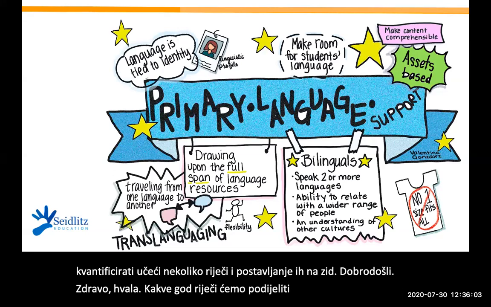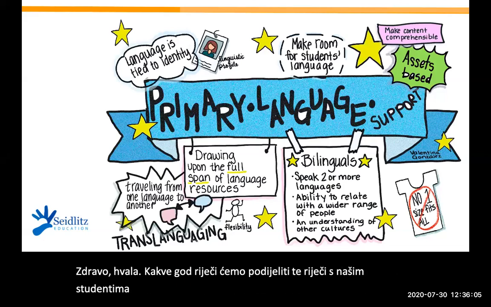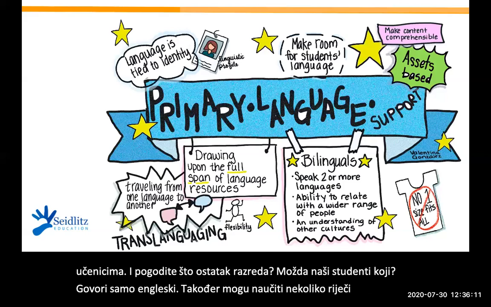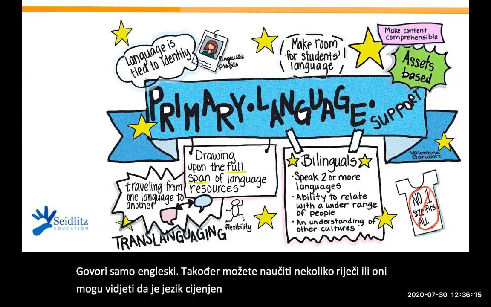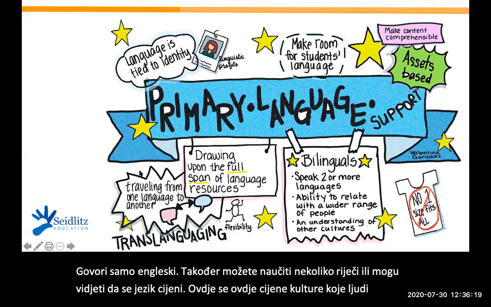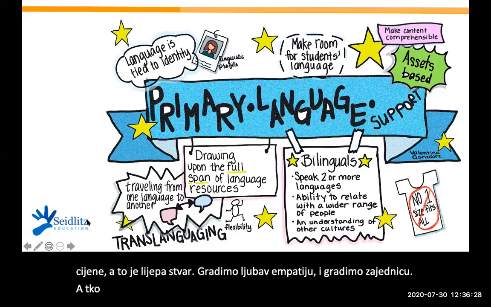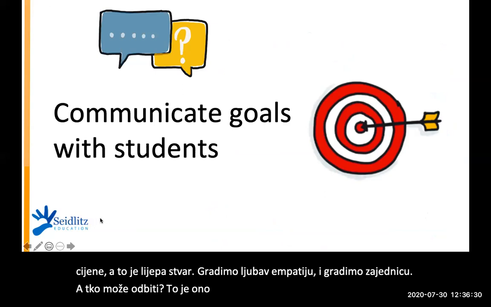And guess what? The rest of the class, maybe our students who speak English only, can also learn a few words, or they can see that language is valued here, that cultures are valued here, that people are valued here. And that is a beautiful thing. We're building love and empathy, and we're building a community. And who can say no to that? That's what we want. That is what we want.